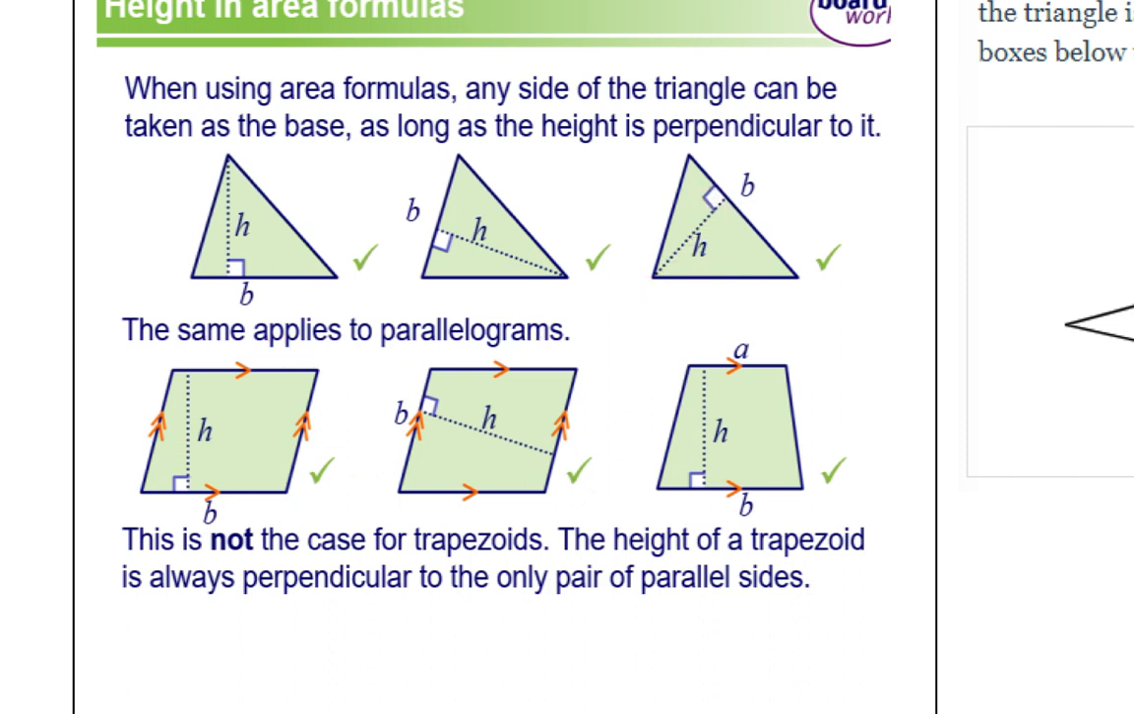And the same thing applies to parallelograms. If that's the base, that would be the height, because we're talking about from the bottom to the top. From the bottom to the top is the height. It doesn't necessarily have to be measured inside.